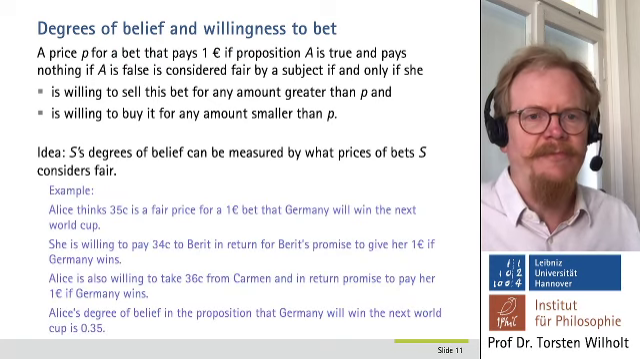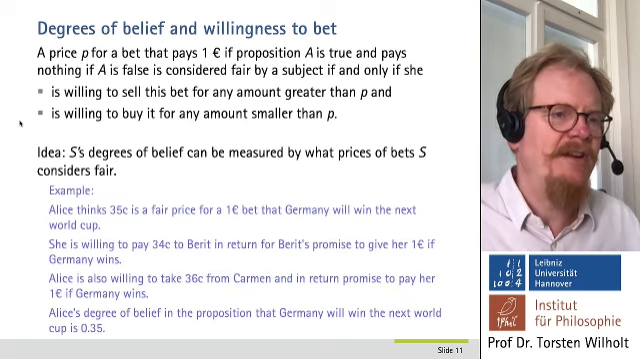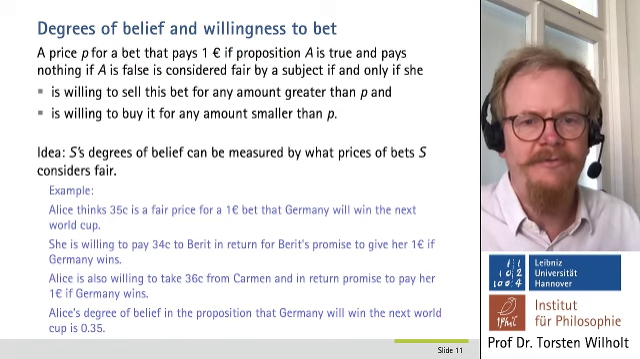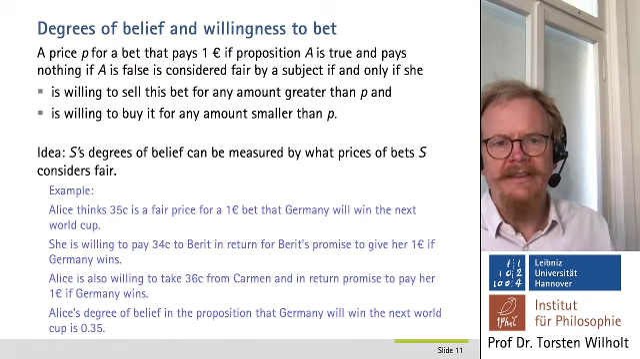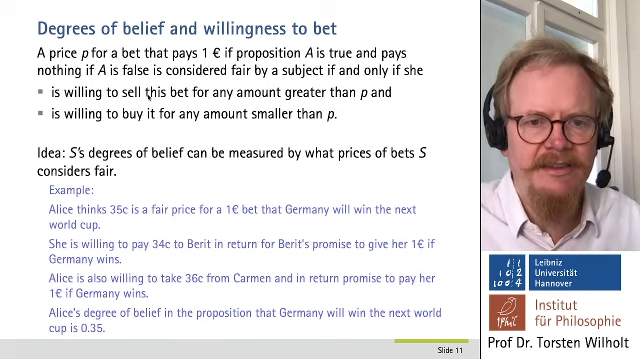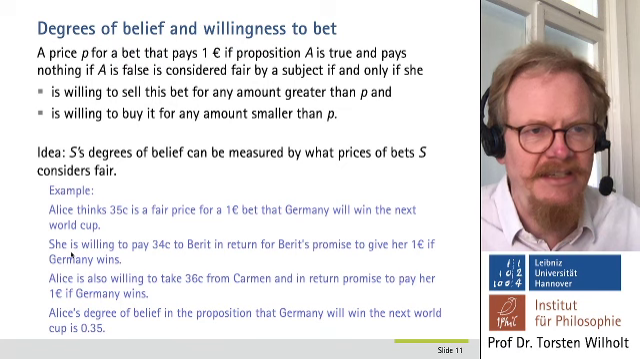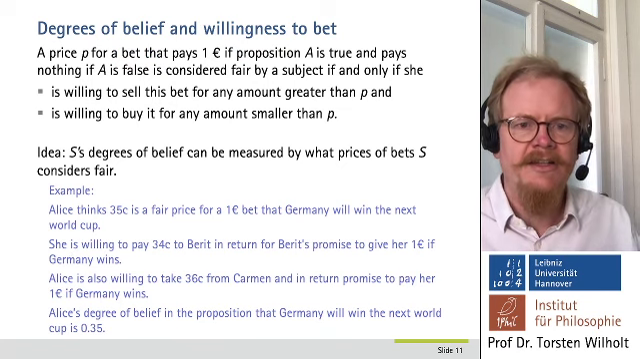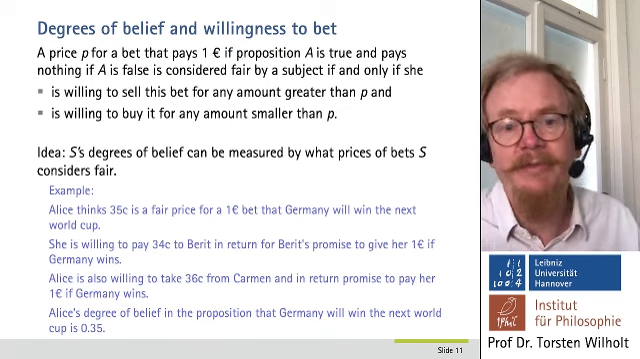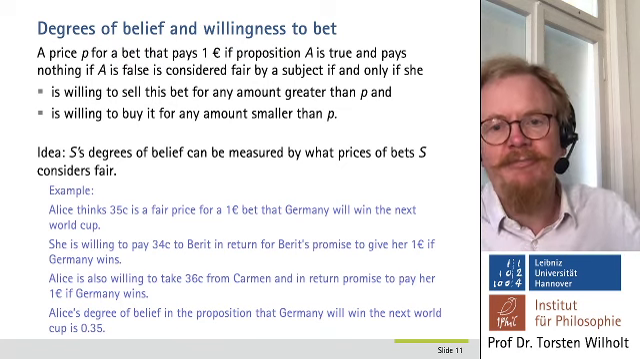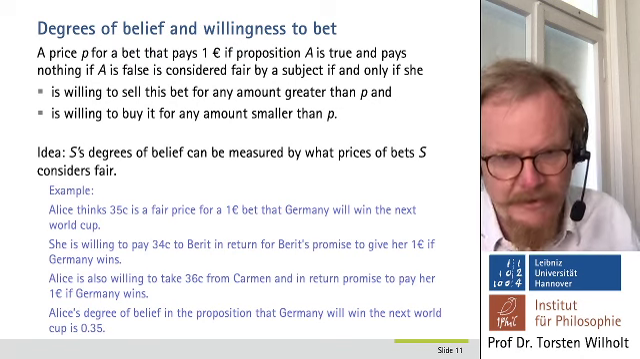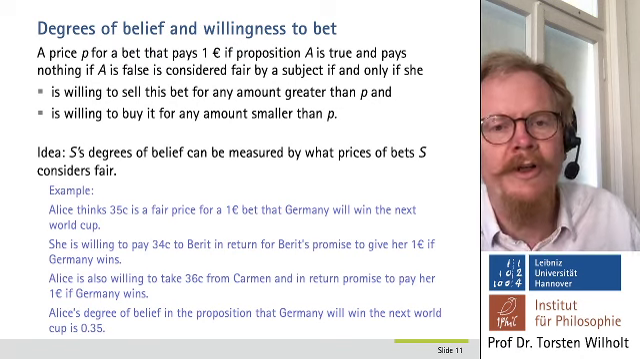For example, Alice thinks that 35 cents is a fair price for a €1 bet that Germany will win the next World Cup. And the following lines just cash out what this means. This means that she's willing to pay, for example, 34 cents to Berit in return for Berit's promise to give her €1 if Germany wins. She would also be willing to pay 33 cents or any amount lower than 35 cents.